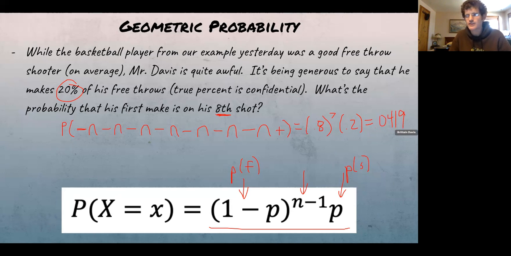There's about a 4% chance that that's going to be our reality. Okay. And this, I know, if you had money riding on the fact that my 8th shot was going to be the first one I made, then you know you have about a 4% chance of that happening. All right.